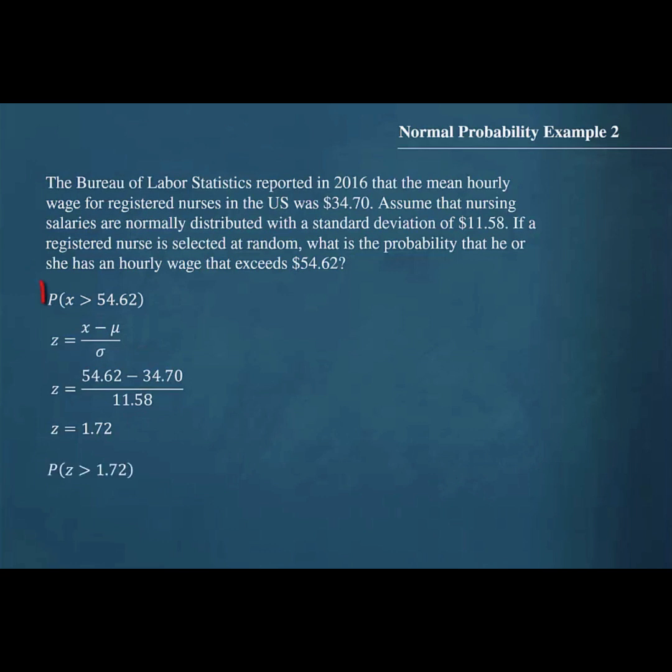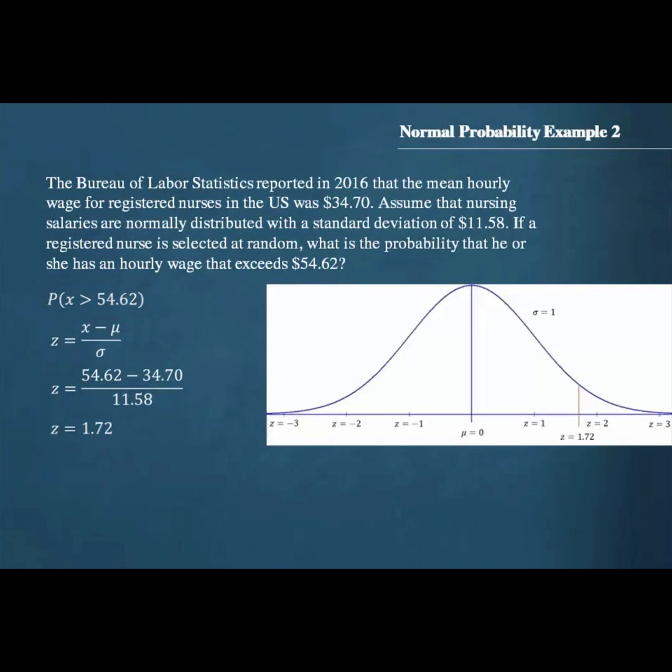So finding the probability that the random variable x would exceed 54.62 would be the same as finding the probability that a z-score on the standard normal distribution would be greater than 1.72. The z-score 1.72 would lie between the scores of 1 and 2 on our normal probability distribution, a little closer to 2. We are looking for the probability that z would exceed this value, which would correspond to the area under the curve in this tail.